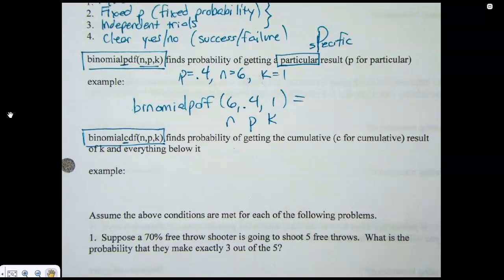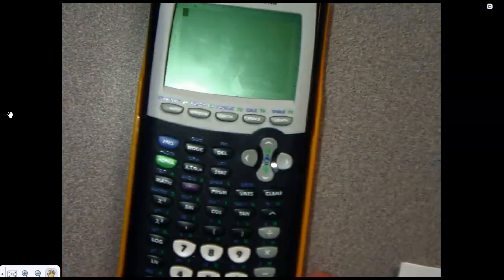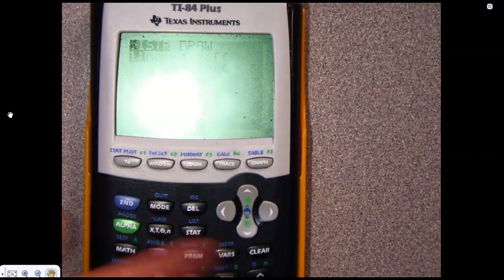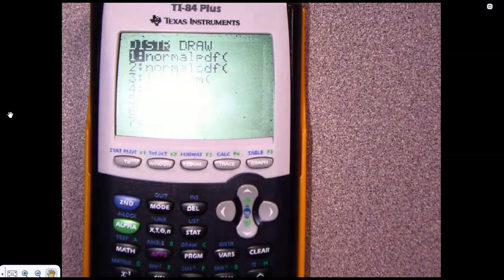So go to, what do you got? No, I can't say it out loud. Oh, boy. Well, whatever works for you. So go to second dist. So you go into distributions again.